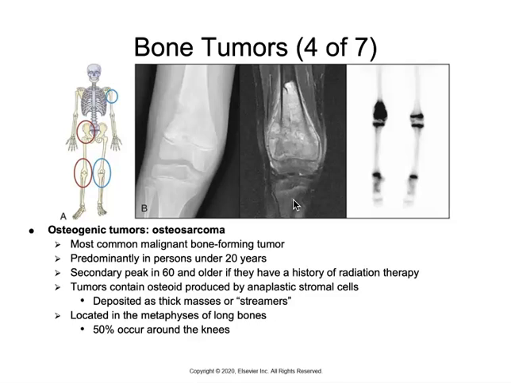So digging into the pathophysiology, we'll see that it's composed of the anaplastic stromal cells, like I mentioned before, that produce the osteoid. And that can include chondroid or fibrous components as well. And that osteoid appears as these thick streamers that infiltrate and destroy normal bone.